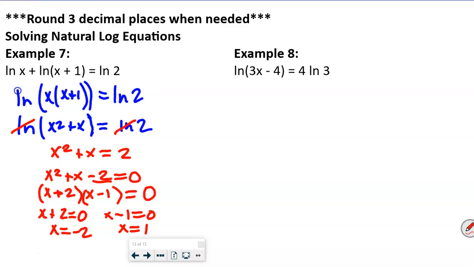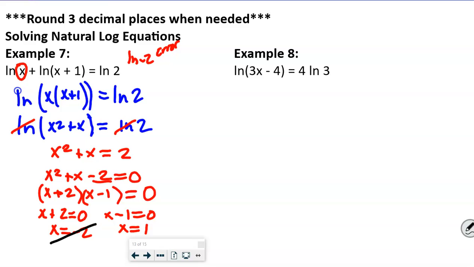Okay, now we have to check both of these. So notice up here we have the ln of x, right? So when we do the ln of negative 2, we're going to get an error message, okay? Because we can't take the log of a negative number. So this answer right here is invalid.